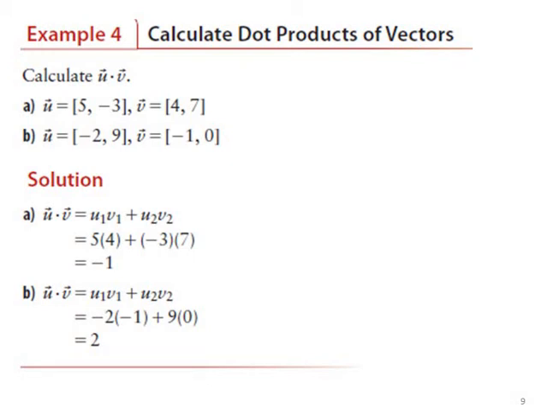Part B is going to be u equals negative 2, 9. v is going to be negative 1 and 0. So it's going to be negative 1 times negative 2 plus 9 times 0. That will be positive 2.